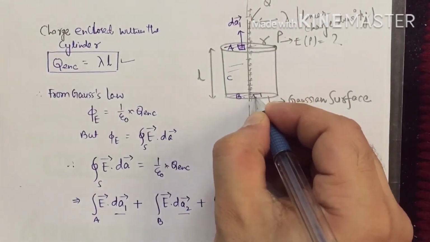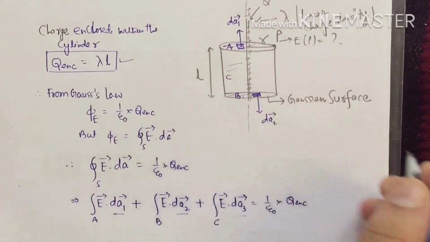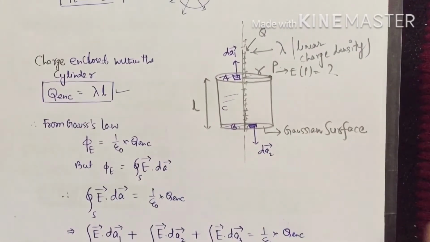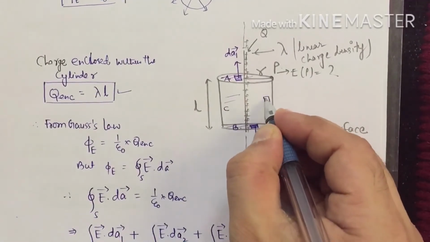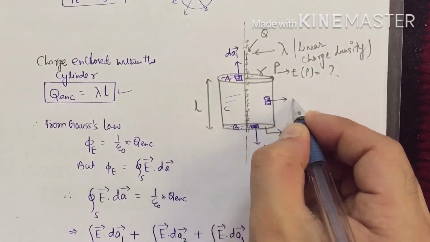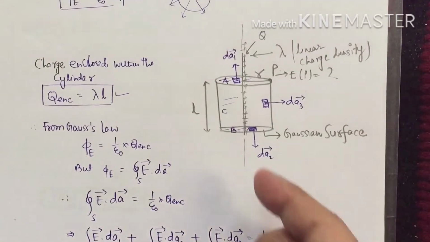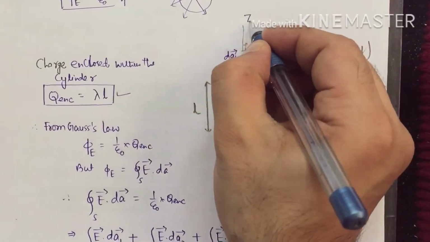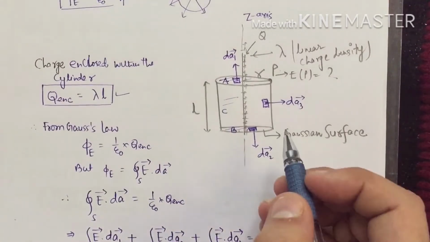For the surface B, we have area vector dA2, and let us take any area element on the curved surface, and the area vector on this curved surface is represented by dA3. Now let us assume that the wire is along the z-axis, just for simplicity, right?